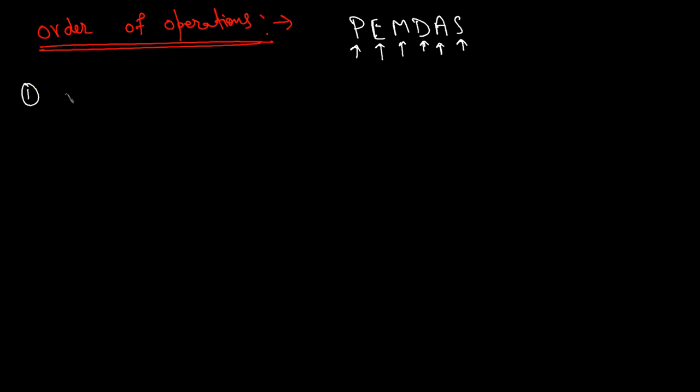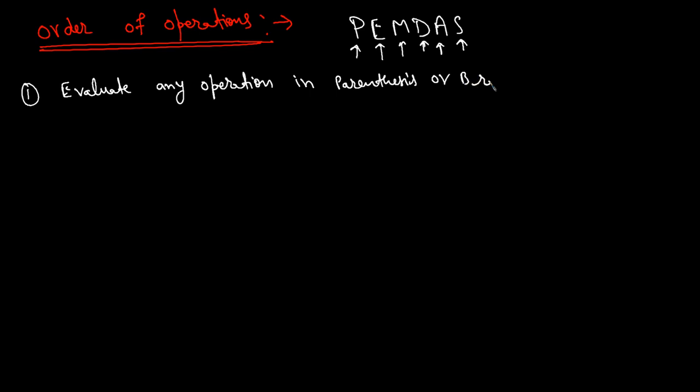So the first thing is to evaluate any operation in parentheses or brackets. That's P. The second step is to evaluate exponents. The second thing is exponent.